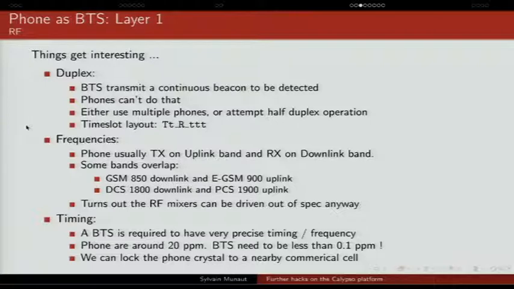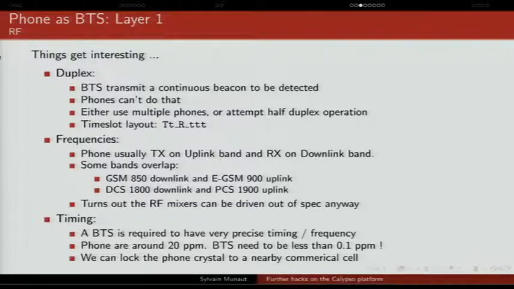Now, two things play to our advantage. The bands actually overlap. So, for example, GSM 850 downlink just happened to be pretty much within GSM 900 uplink. Same thing for DCS 1800 and PCS 1900. It doesn't solve all the problems, but as we saw with sniffing with those phones, those chips don't just stop working when you get slightly out of spec. They continue working, and it turns out they can be driven out of spec far enough that it doesn't pose much of a problem. The other thing is duplexing.